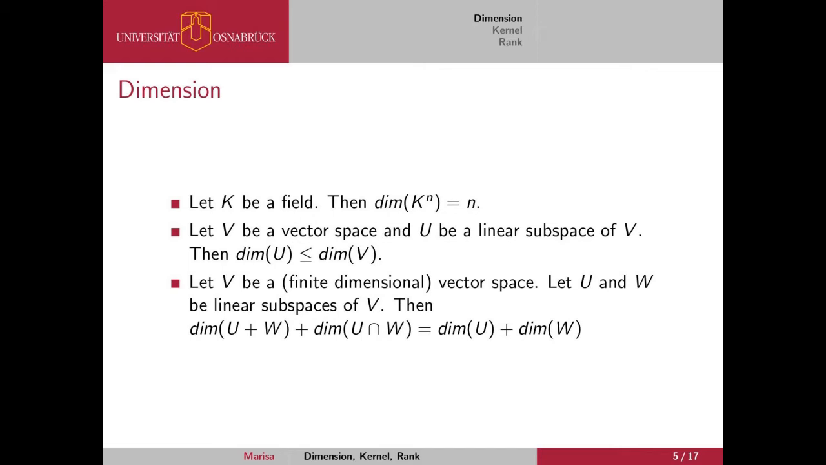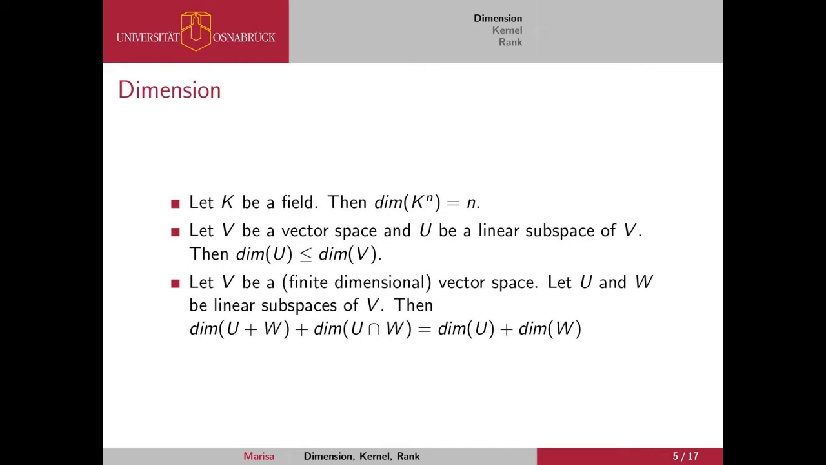The last two statements here are concerned with linear subspaces and dimensions. The first one states that if we have a vector space V and a linear subspace of this vector space, called U, then the dimension of U is smaller or equal to the dimension of V. So the dimension of a linear subspace cannot be bigger than the dimension of its superspace. And actually, if the dimensions are the same, then the two vector spaces are also the same. Otherwise, the dimension of the linear subspace will always be smaller than the one from the original vector space.